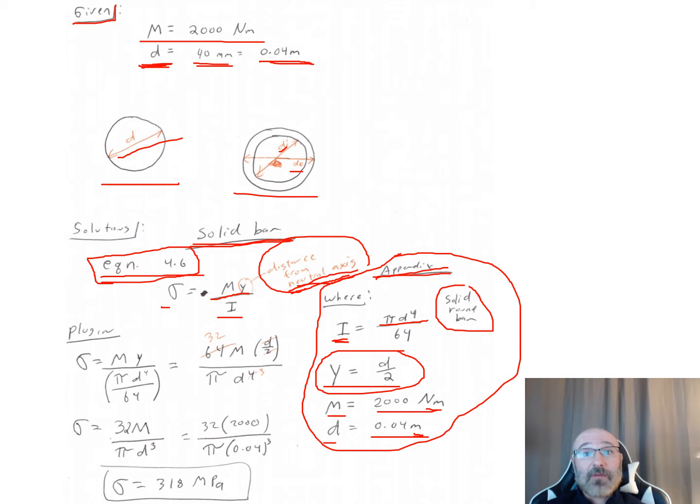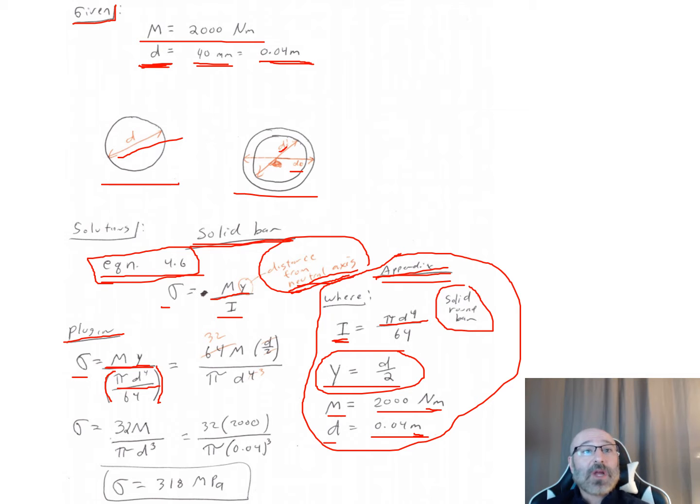So now that I have my governing equation, and I've made a little side note over here for what all my variables and values are to plug into my governing equation, now I can actually go through and start plugging them in. Okay, plug in my values. Well, there's my governing equation from 4.6: sigma is equal to M y all over my I value. Well, my I value is what I just grabbed from that appendix in the back of the book. So this is equal to pi d to the fourth over 64, and I have on my numerator my M times my y.